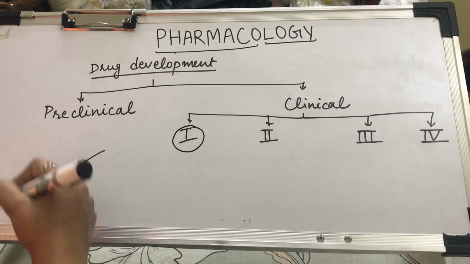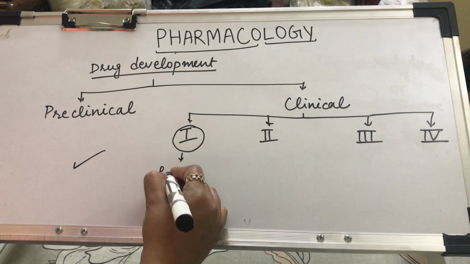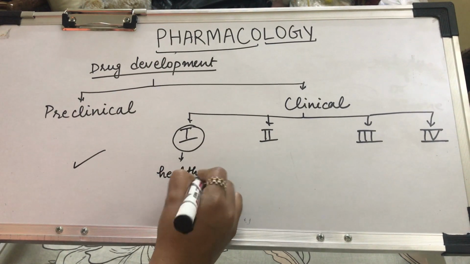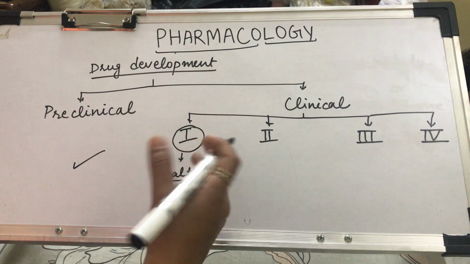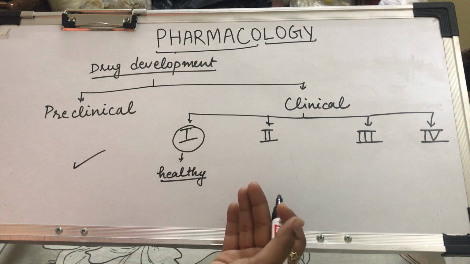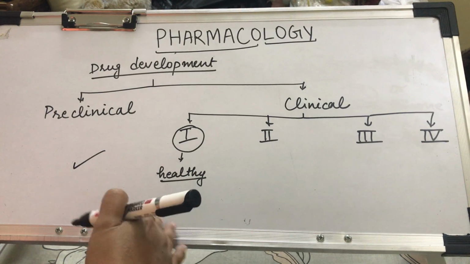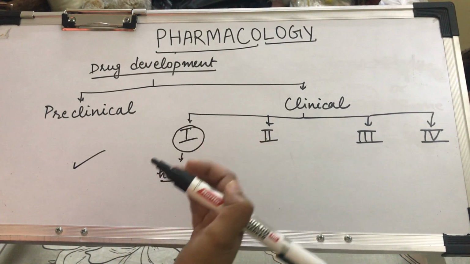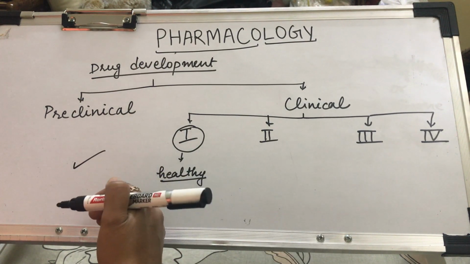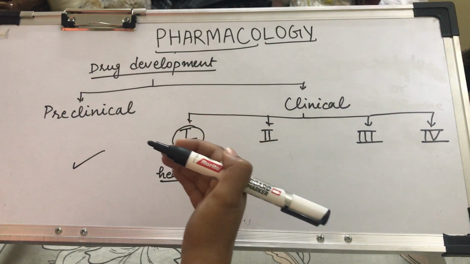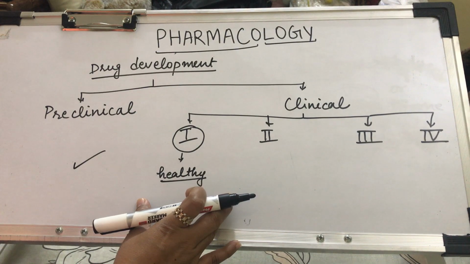Now what will happen in these different phases? In the first phase, the healthy subjects, healthy people are selected. And in healthy people, you will check whether the effects you have observed in the animals, you observe the same effects in the healthy people or not. And then you will check the dose response relationship, whether what concentration of your drug is producing how much response. So you do that kind of testing in the first phase.